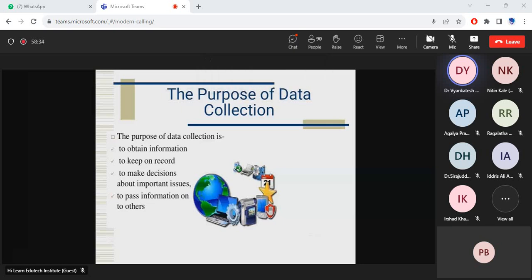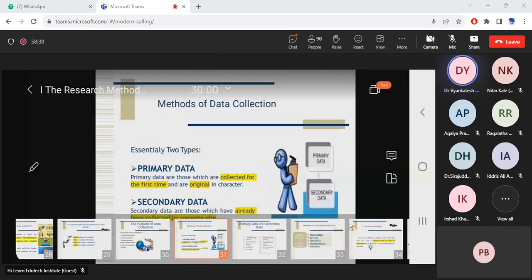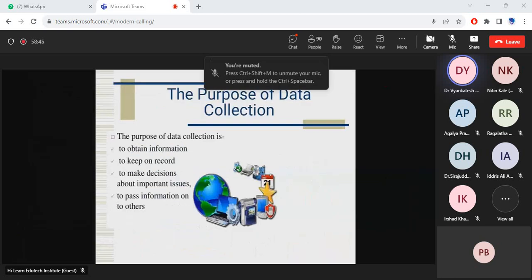So that is nothing but the trend of data usage being monitored by the Chinese government or a Chinese team for a particular data monitoring purpose. That is the purpose of data collection: firstly, to obtain information, then to keep it on record, and to make decisions.